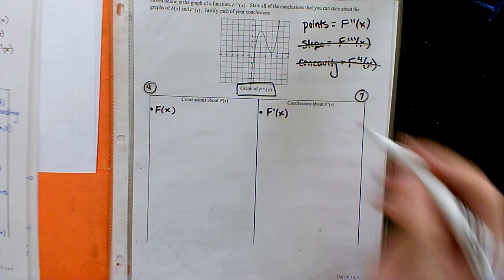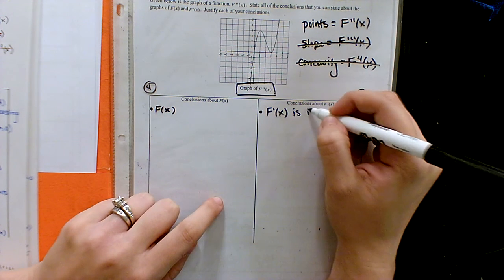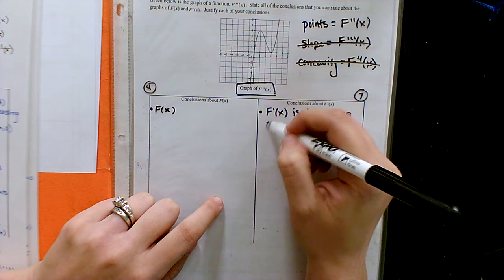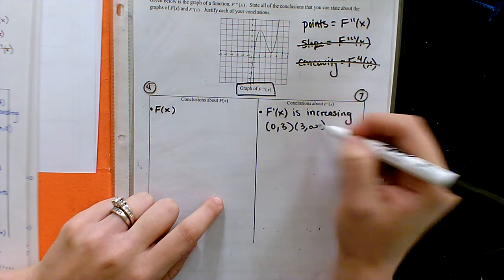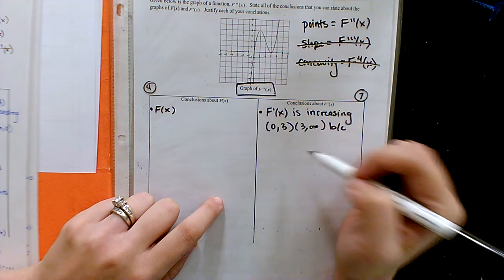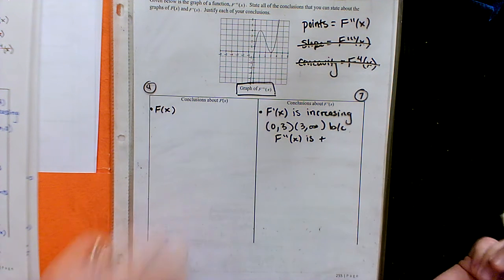F prime is increasing on the interval 0 to 3 and 3 to infinity. Perfect. Because on the graph F double prime is positive. Good.